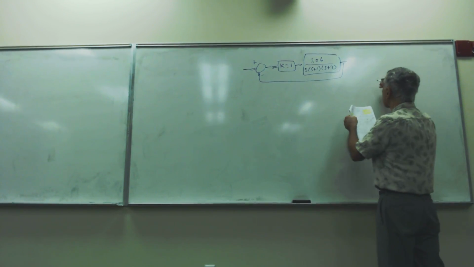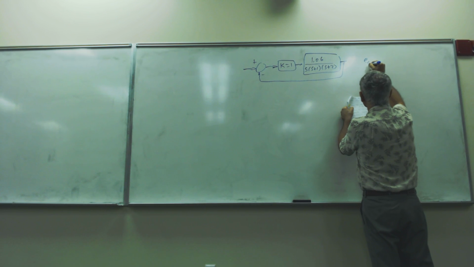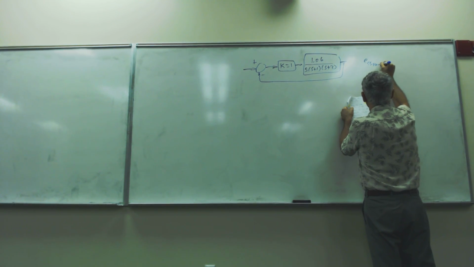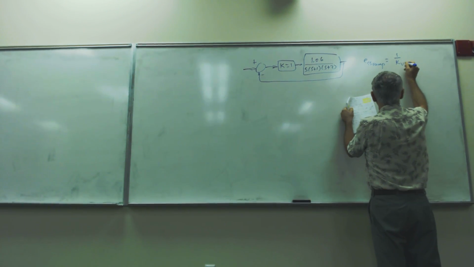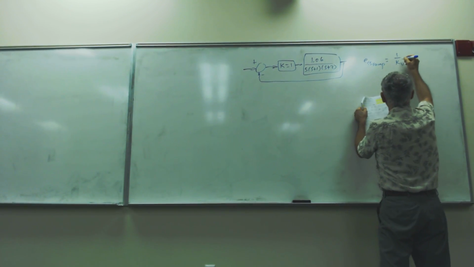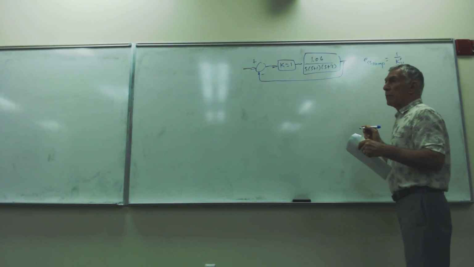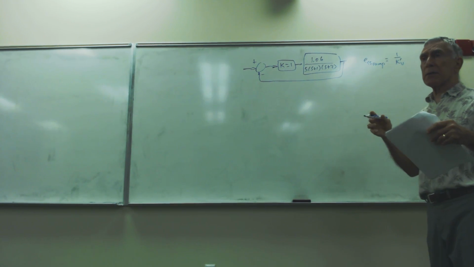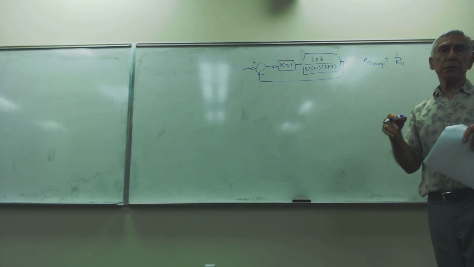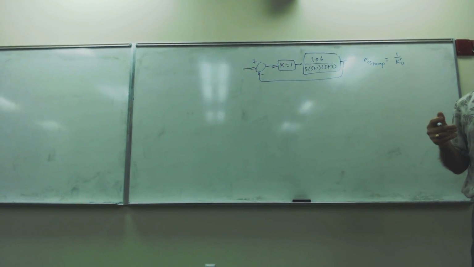Okay, so let's take a look at the steady state ramp error. E steady state for a ramp is equal to 1 over Kv, and you recall, I might call that Kv prime here, because that's the static velocity error constant for the uncompensated system. For the compensated system, I'll call that K sub V.